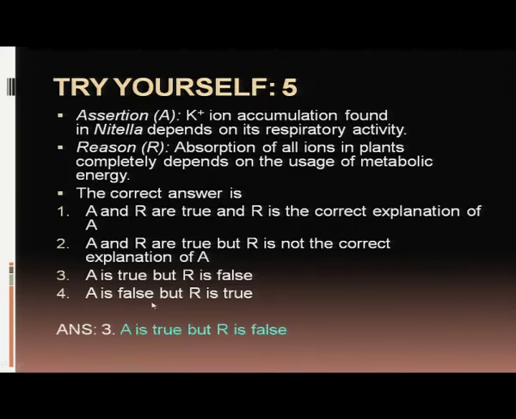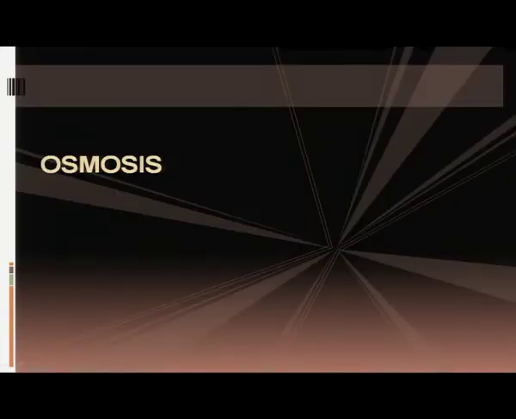The answer is that the assertion is true. Potassium ion accumulation does occur because of the respiratory activity. It determines how many ions will be accumulated, but the reason is wrong. Absorption of all ions in plants does not completely depend on the usage of metabolic activity. It is not true. This was about the last class. Let us move on to today's topic, that is osmosis.